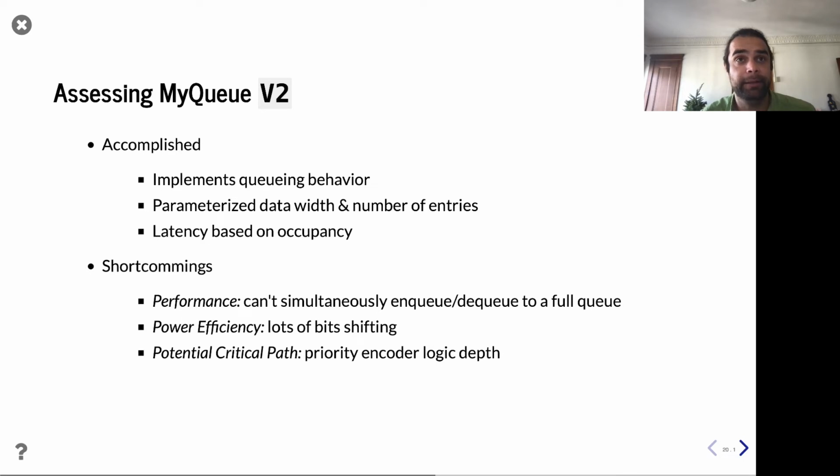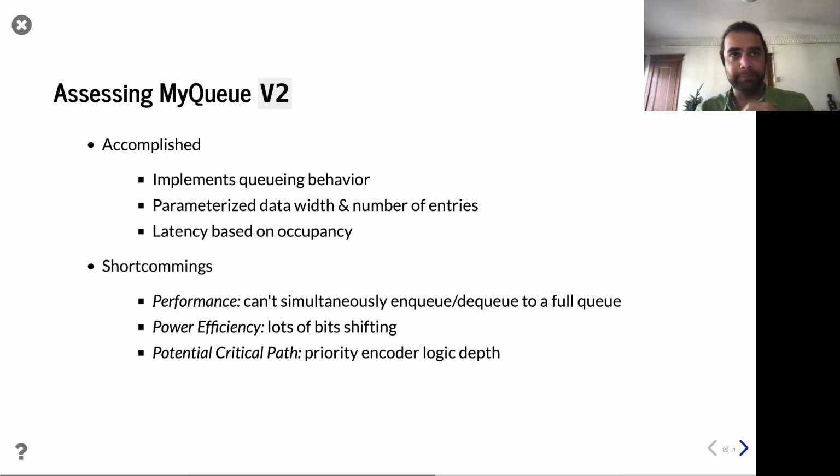Our latency now is based on occupancy, right? So if our queue is full, it's going to take time for your entry to get through the queue. If our queue is empty, it goes in one cycle and can go out in the next cycle, right? That wasn't the case with our first shift register attempt. So in that sense, from the cycle level functional behavior, we're doing pretty good.